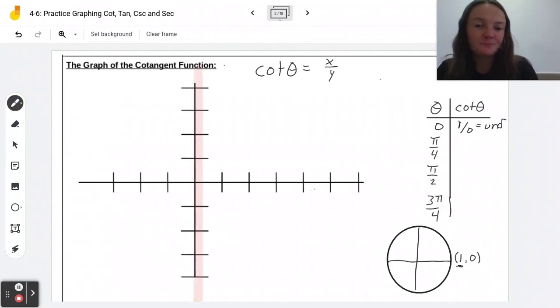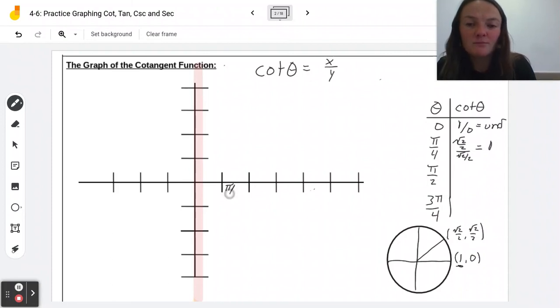Okay, let's keep moving. Pi over 4. That's the ordered pair radical 2 over 2, radical 2 over 2. So x over y here is going to be x, which is radical 2 over 2, divided by y, radical 2 over 2, and that's equal to 1. So at pi over 4, we're going to go up to 1. Okay, let's keep going.